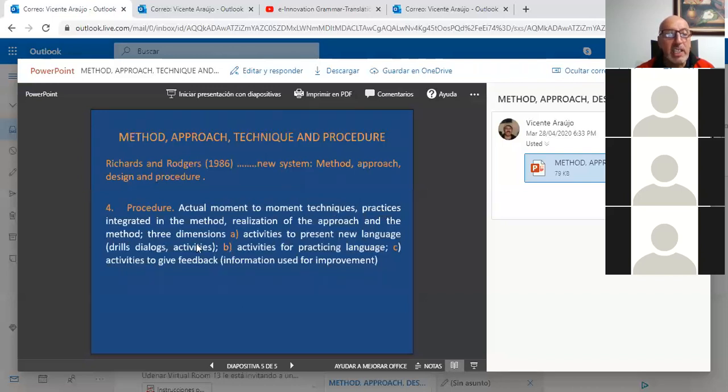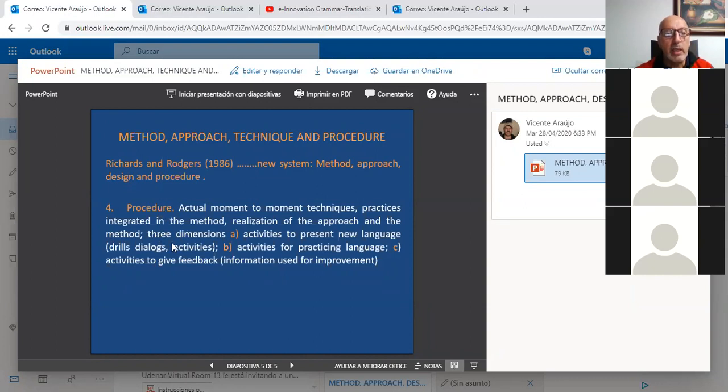So practices and techniques are integrated in the method. And they are the realization of the method and the approach. You realize or carry out or put in practice the approach and the method by means of the procedure. Let me repeat this. You put in practice the approach and the method by means of procedure.